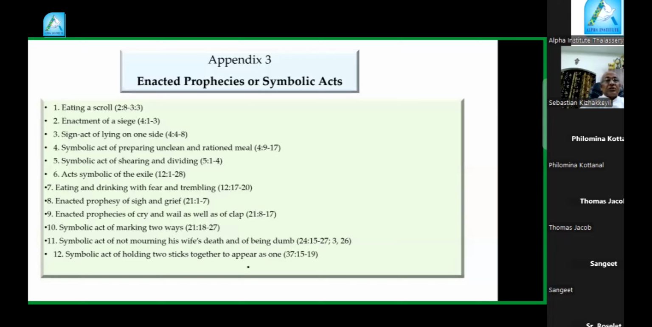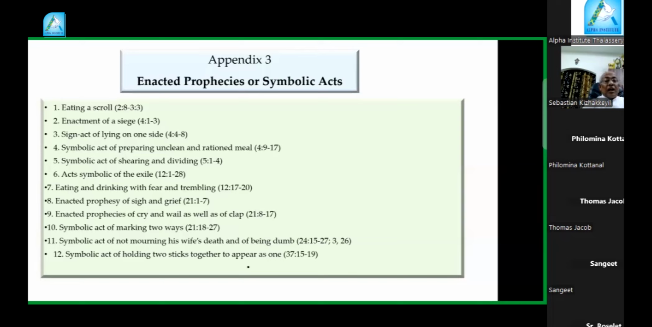Then the next is the symbolic act of two sticks, holding two sticks together. That is, many prophets had great hopes about their kingdom, their Jewish kingdom. And he thought, even Ezekiel, that all their hopes did not come true. And he kept two sticks together, thinking that the northern Israel and the southern Israel will come together and once again become a kingdom. That did not happen. Okay. So that is another symbolic act.